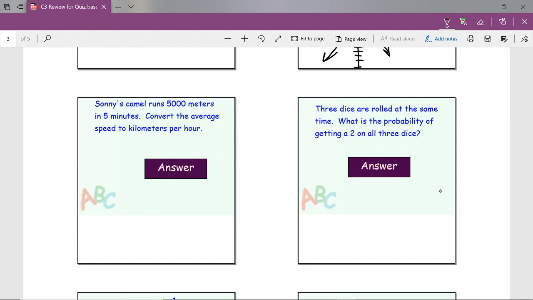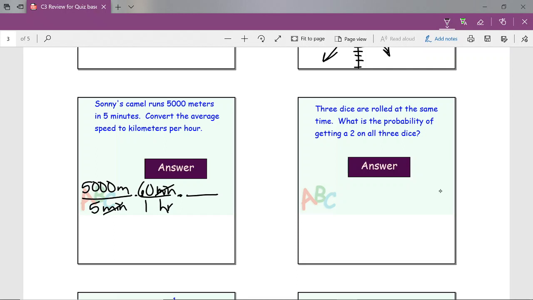All right, Sunny's camel runs 5,000 meters in 5 minutes. Convert this to kilometers per hour. So I have this rate of 5,000 meters to 5 minutes. Well, I need to use 2 unit multipliers to convert this. I'll do the minutes first. So I can say to hours, if I put my minutes on the top, it'll cancel out, and I'm changing it to hours. So 60 minutes is 1 hour. Minutes go away. And then those kilometers.